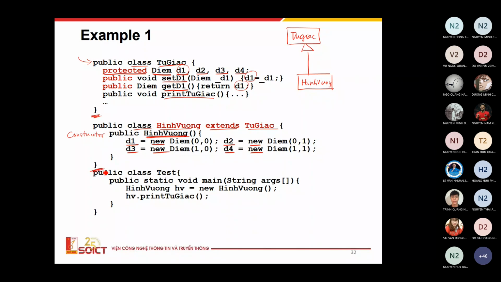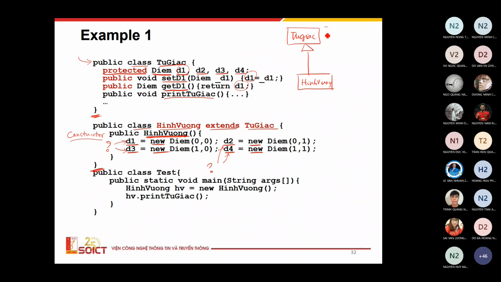Wait here, because I don't understand. In this class hình vuông, you just have the constructor. So where can you get these attributes? I think the hình vuông class extends the tứ giác class. So set and get are used from the tứ giác class.